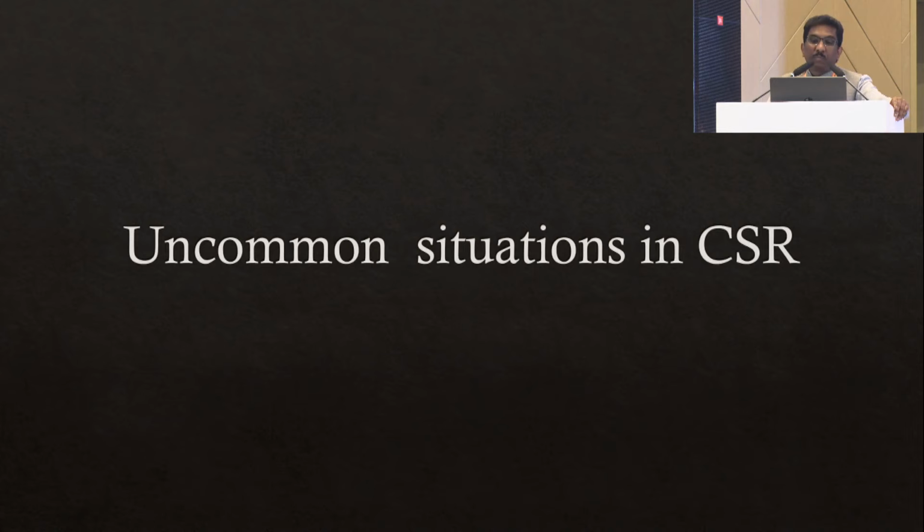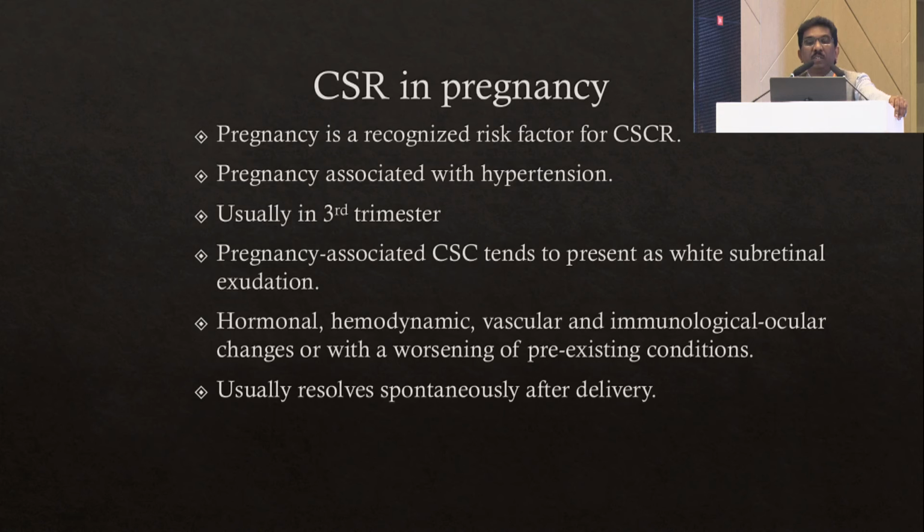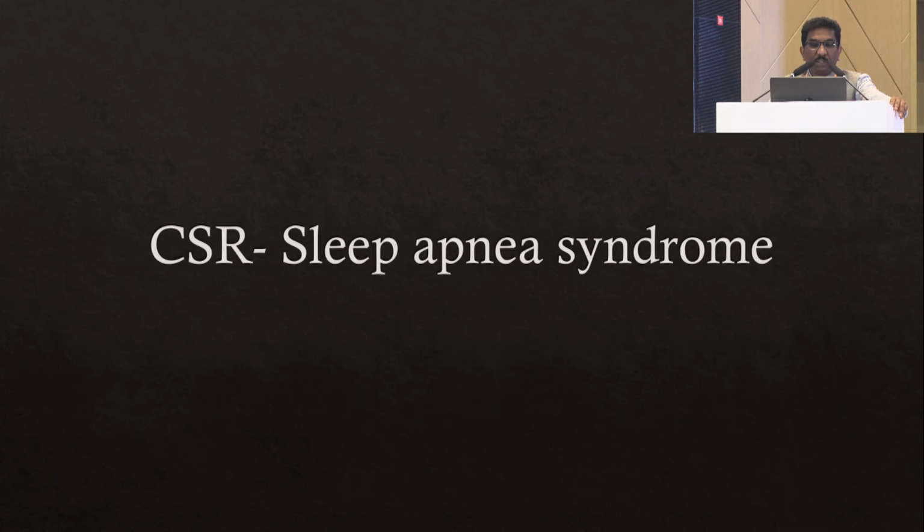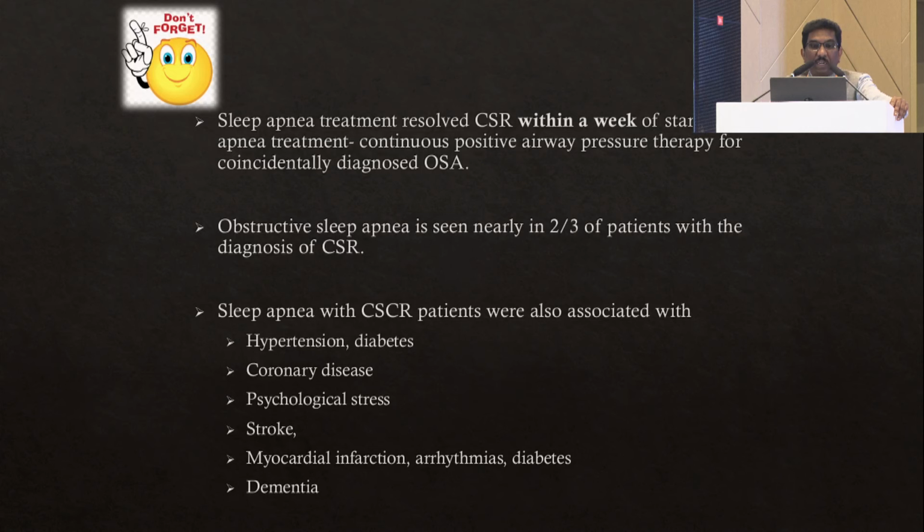Let us come to some unusual situations in CSCR. One is in pregnancy. This is usually seen in the third trimester and usually resolves spontaneously after delivery. Most commonly, you see the exudative type of CSCR in pregnancy. Another condition is sleep apnea syndrome, which one may have to consider in these patients, and it is said that it can be seen in about 2/3 of CSR patients.